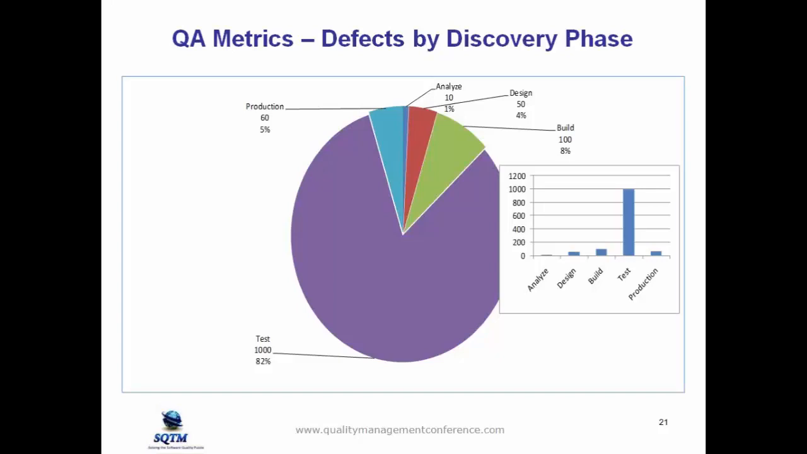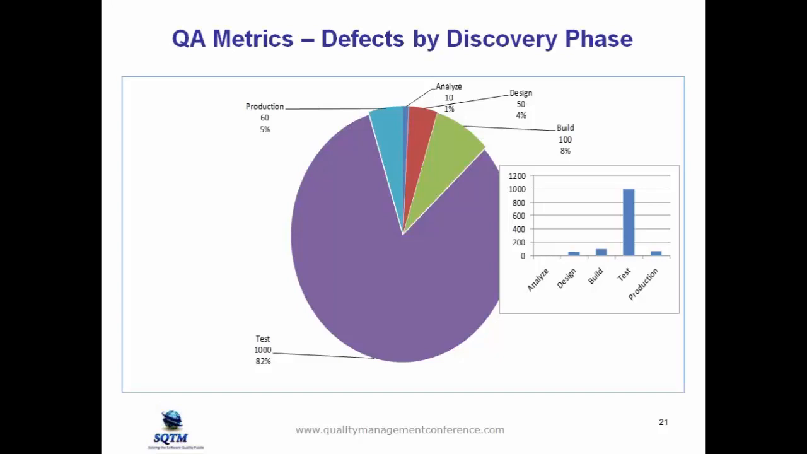This is pretty typical because we are relying on the testing phase to find the majority of defects, but this is not from a best practice perspective. So if I were to look at these metrics, first of all, I would say that the 82% puts too much pressure on the test team to find all the defects. There should have been a higher percentage of defects found earlier in the software development cycle, specifically in analyze, design, and build.